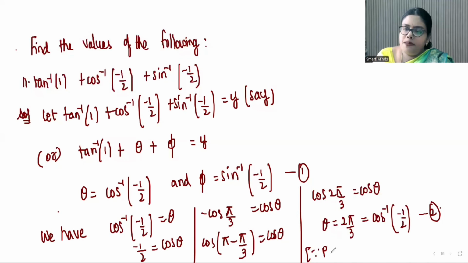Why? Since the principal value branch of cos inverse is 0 to pi.